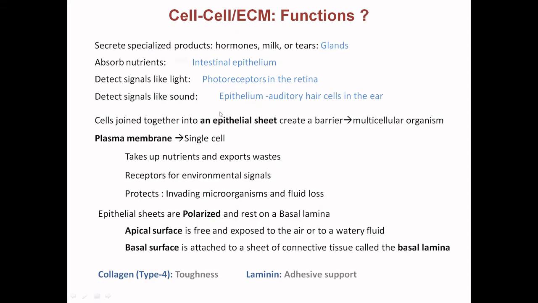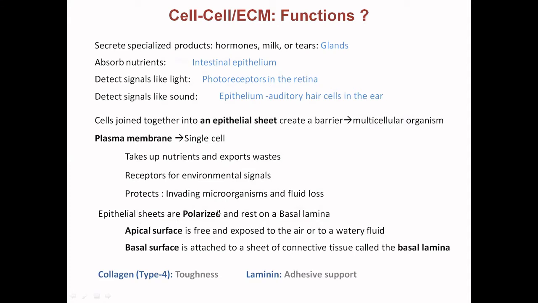Cells join together into an epithelial sheet that creates a barrier. In the multicellular organism, it is akin to the plasma membrane of the single cell. Both create the barrier. So the epithelial sheet takes up nutrients and exports waste. It has the receptors for the environmental signals. It protects the organism from invading microorganisms and prevents fluid loss.